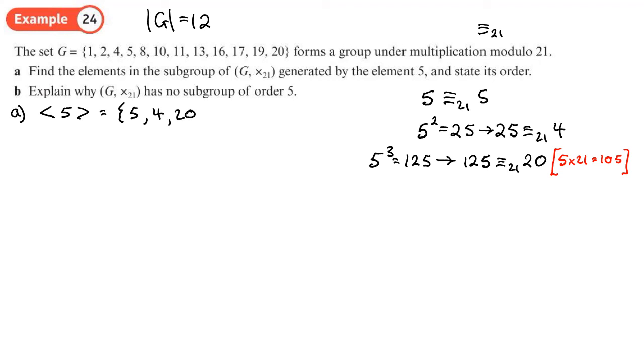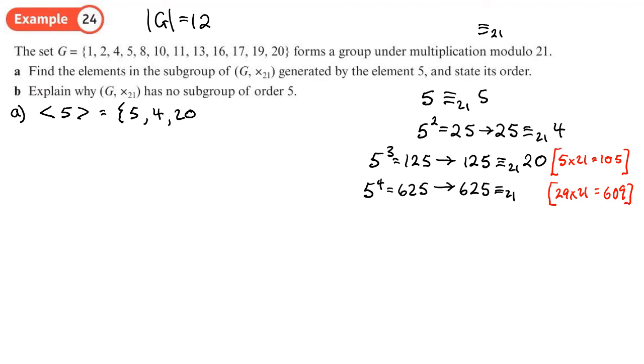Then we have 5 to the power 4. So that's going to be 625. So what's 625 in modulo 21? Let's have a look. 625 divided by 21 is 29 point something. So now I'm going to do 29 times 21, which is 609. So I'll do that here. 29 times 21 is 609.